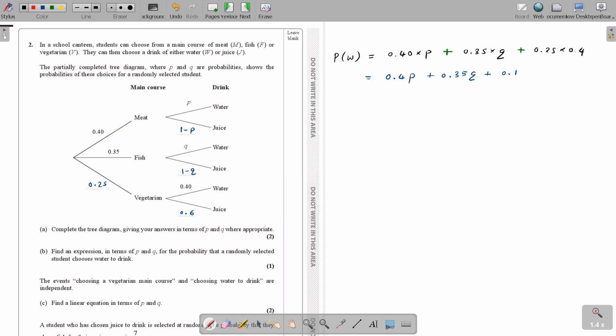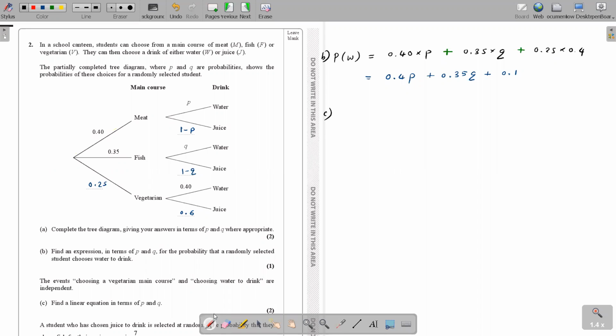Part C. The events choosing a vegetarian main course and choosing water to drink are independent. Find a linear equation in terms of P and Q. Children, you need to remember this story. What is the independent story? If two events A and B are independent, then the probability of A intersection B equals the probability of A times the probability of B.